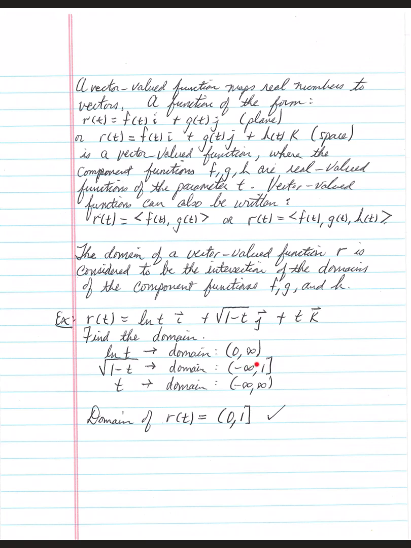For example, if I pick a number in here like 0, 1 minus 0 is 1, that's positive. You could take the square root of it. If I use exactly 1, 1 minus 1 is 0, square root of 0 is 0, and so that's another number that can be used. But if I jump to like 2 or 3, 1 minus 2 or 3 becomes negative, and those don't work. The third component, t, is good for any real number. If you look at the overlap, 0 to 1 including 1 is your overlap. And so that's the domain of your vector-valued function r of t.